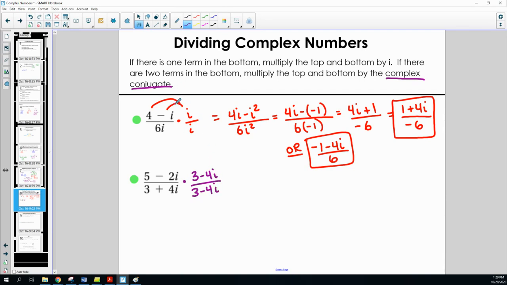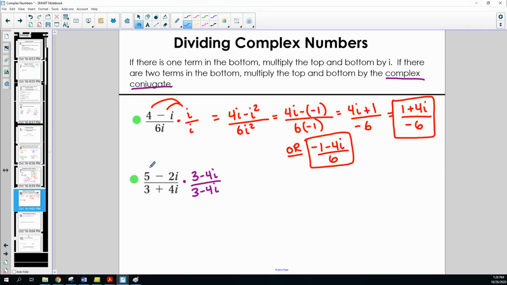So again, similar to what we did in the first one, we're multiplying technically by 1 since the top and bottom are the same. Okay, but there's 2 terms, so we're going to use that complex conjugate. So the first term is going to stay exactly the same. That second term, we're just going to do the opposite sign. So it was plus, now it becomes minus. Okay, so once we have this set up, we're going to just FOIL the top and FOIL the bottom.